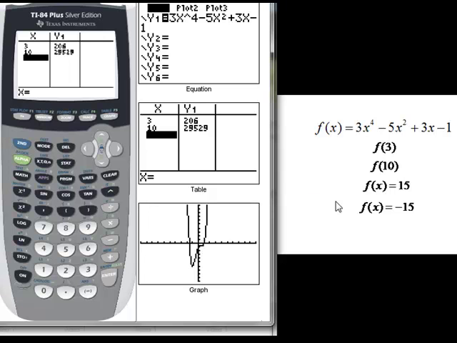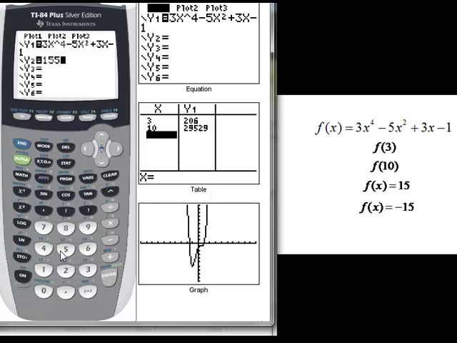Now let's talk about doing the second two. F of x equals 15. Now we're looking for an input given an output. Technique is a little bit different. What I'm going to do is I'm going to go back to the graph and have it put in a line everywhere where the output is 15.